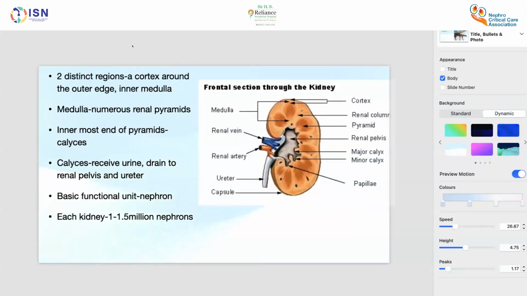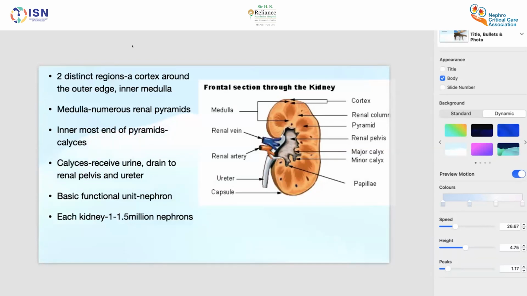There are two distinct regions in the kidney, the cortex around the outer edge and the inner medulla. The medulla has numerous renal pyramids. The innermost ends of the pyramids are called calyces, which are major and minor calyces. They receive the urine and drain to the renal pelvis and ureter.